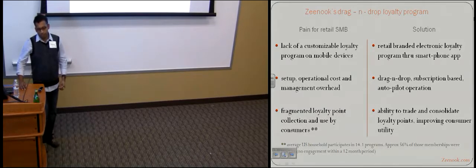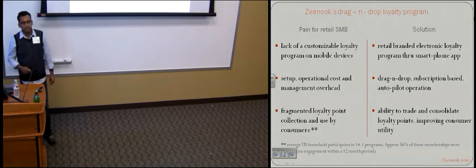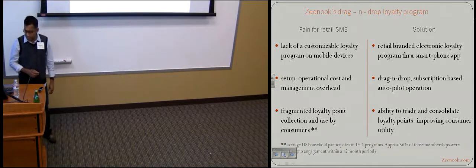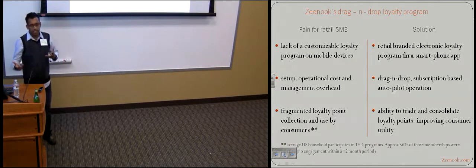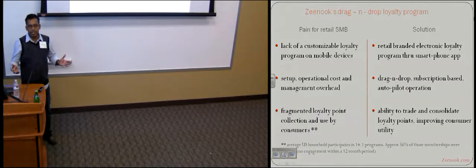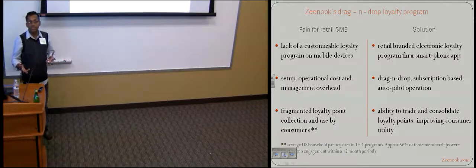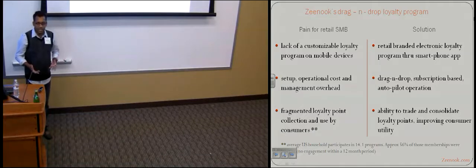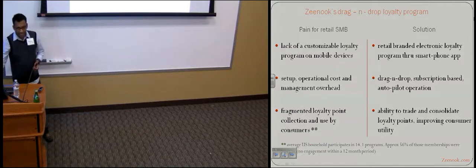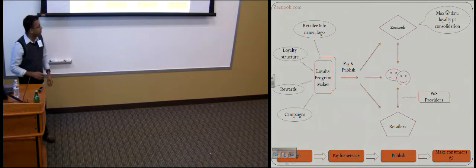Now, this solution from Zeenook is primarily centered around small and medium-sized businesses. And if you look at the way that loyalty programs are being used in that space, there is a lot of fragmentation. Your points are fragmented across multiple loyalty programs, and you're not getting enough utility out of being able to use any of those. With that said, let's look at what we are talking about here. This picture summarizes our offering.